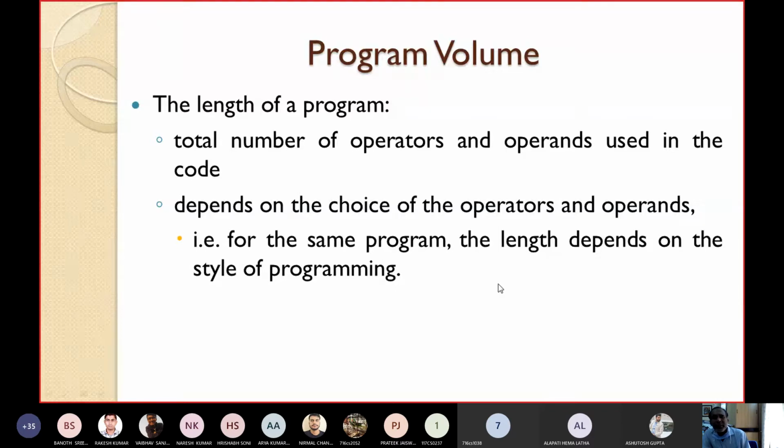For the same function, factorial of a number, you can write it without using a function, with using a function, or using recursion, etc. So for the same program, the length depends on the style of programming. Similarly, to swap variables, you can do it without a function, with a function, or with recursion or pointers. So for the same program, the length will depend on the style of programming that you are using. Okay.